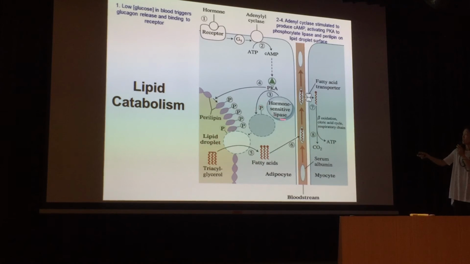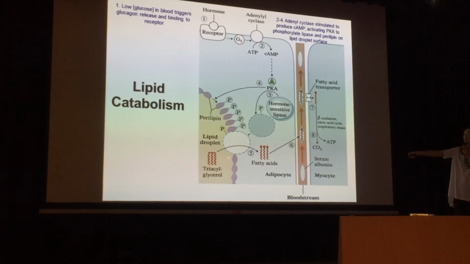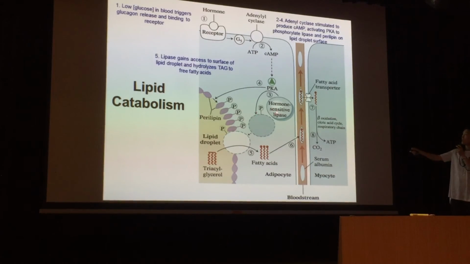Okay? Because this is oily, this is in the aqueous phase. So by phosphorylating perilipin, it can help lipase approach this lipid droplet more easily. Once lipase is on the surface, it doesn't go in because it's immiscible. So lipase goes to the surface, then triacylglycerol can be brought near the active site of lipase and be broken down to fatty acids. So lipase gains access to the surface of the lipid droplet and hydrolyzes triacylglycerol to free fatty acids.